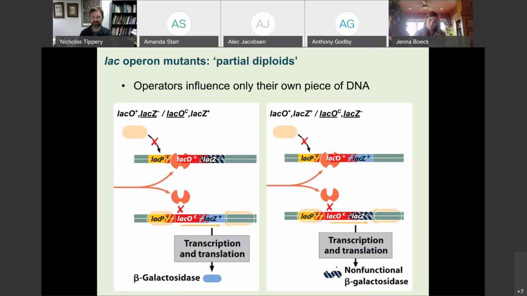So there's a lot on here. Basically, the take-home is that the repressor or the activator controls only the promoter that it's attached to. So you could have two versions of genes with different promoters, and each of those promoters could act independently.